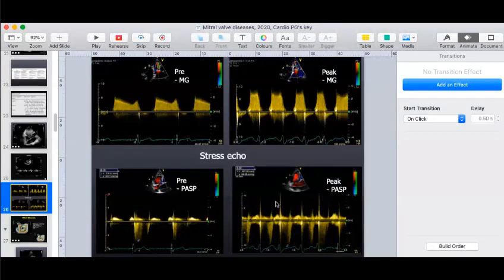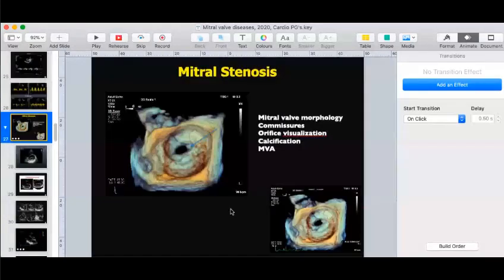Right. So you have to read more about the role of stress echo in mitral stenosis. That is the reason why this slide has been included. And just to finish off with mitral stenosis, this is a view which you are aware. So where 3D helps us, it gives you better understanding of mitral valve morphology. Commissures are much better seen. You see it in the same plane.